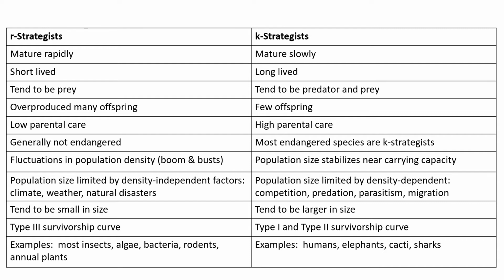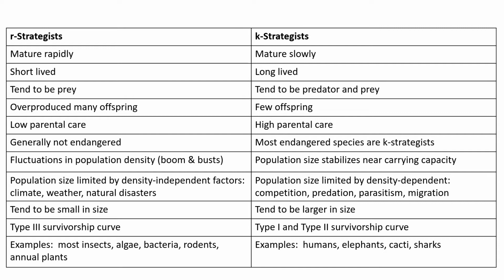Anyway, they mature slowly, they're fairly long-lived, they tend to be predator and prey species. They have very few offspring in their lifetime or even at one time in one litter. They have high parental care. Most K strategists are endangered species because they are so specialized. The population size actually stabilizes near carrying capacity. They don't go through boom and bust like the R strategists. Again, we're going to go over that again later on in the PowerPoint.